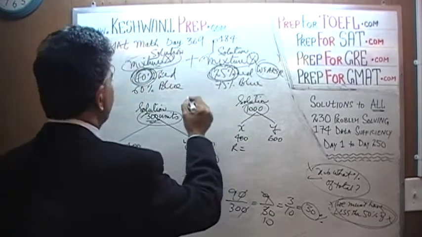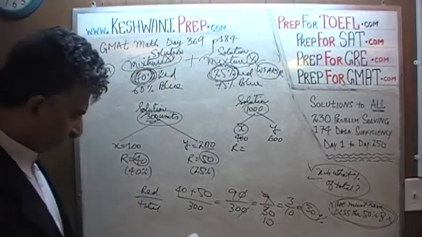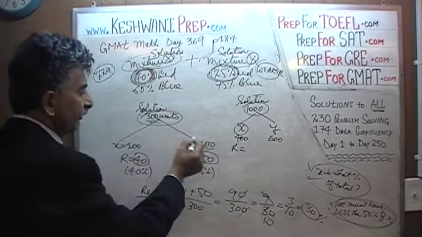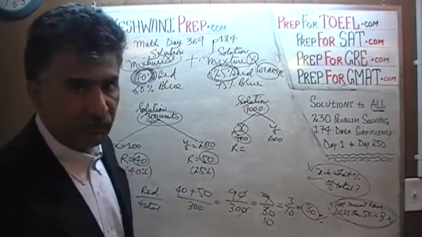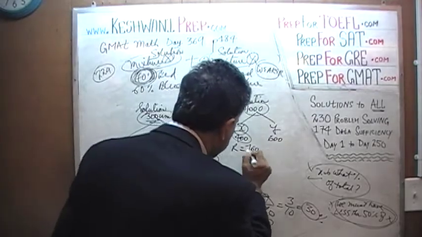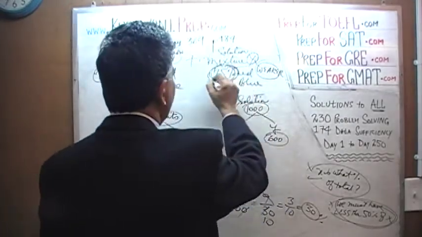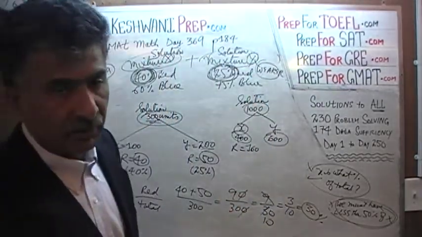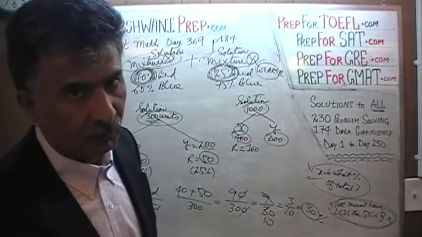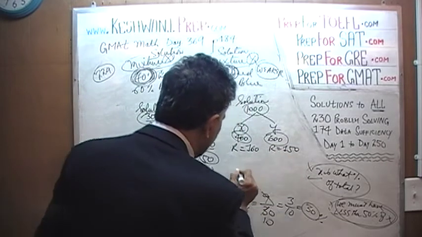Red, we are told, is 25%. In X, 40%. What is 40% of 400? 10% of 400 is 40. 40% is going to be 160. And now we have 600 of Y. 25% of Y is red. What is 25% of 600? 25% of 600 is 1/4 of 600. 1/4 of 600 is 150. So how much do we have?